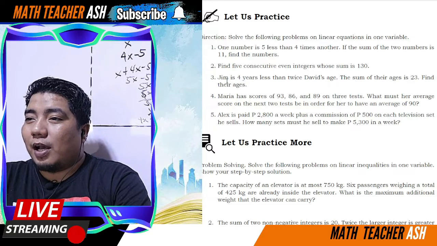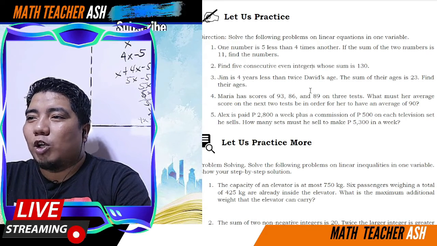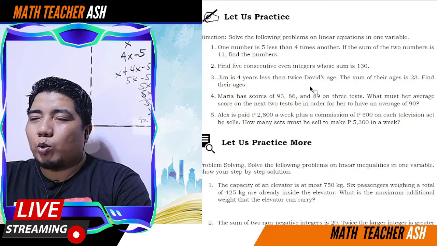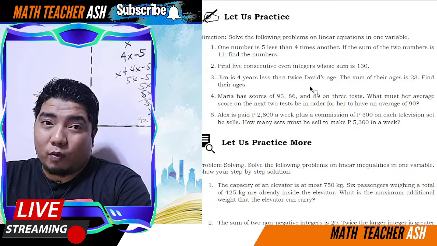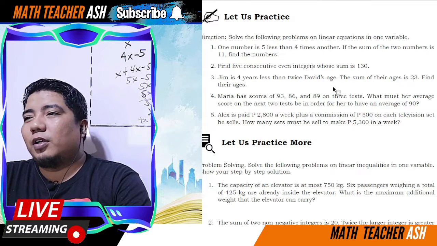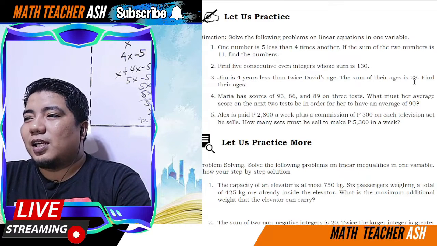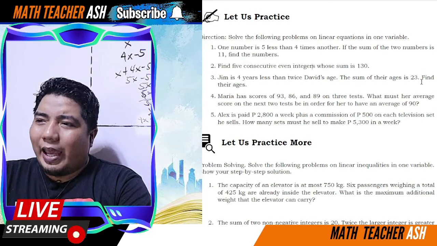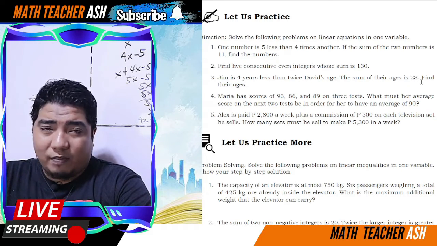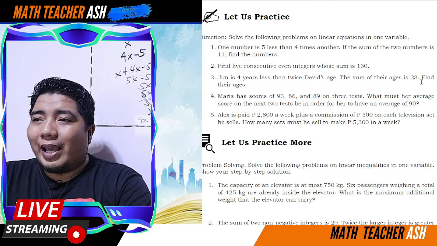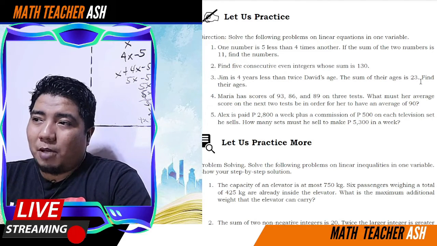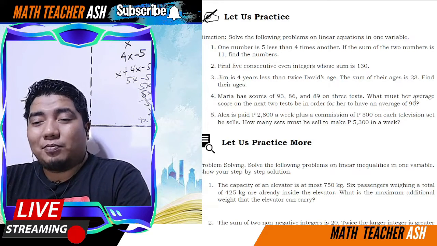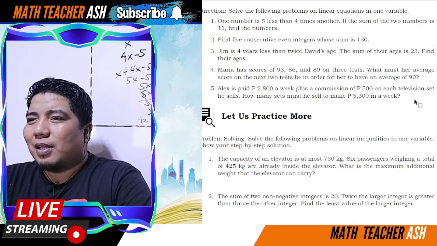So, Jim is 4 years less than twice. So, if David is x, Jim is twice, so 2x minus 4. Okay, 2x minus 4. The sum of their ages is 23. Okay, so this is very easy, my dear math learners. Go straight: x, which is David, plus 2x minus 4, which is Jim, equals 23. There, solved it. Alright, that's how easy it is, my dear math learners.